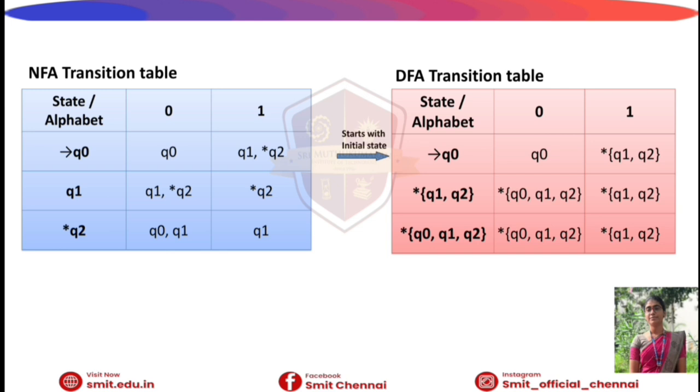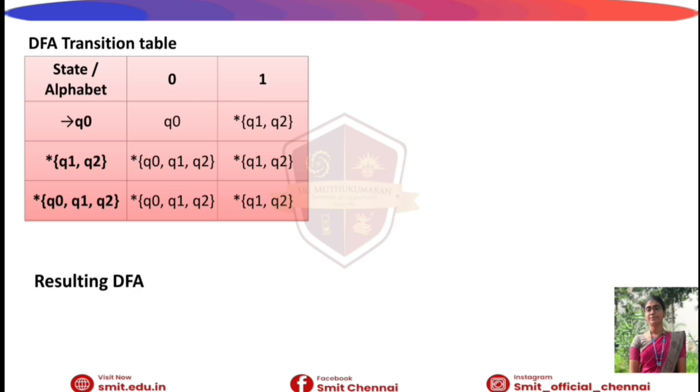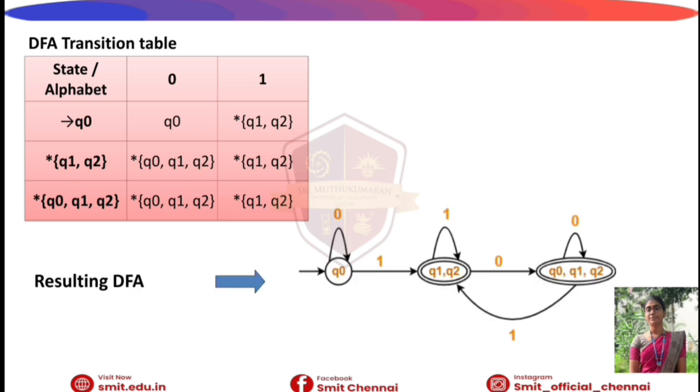Using this DFA transition table, we will give the DFA state diagram, which is nothing but Q0 goes to Q1, Q2, and Q1, Q2 goes to Q1, Q2, and Q0, Q1, Q2. Here, since Q2 is the final state in NFA, all subsets having Q2 are considered as final states. You can see that Q1, Q2 and Q0, Q1, Q2 both have two circles, which are final states, and Q0 is the start state.